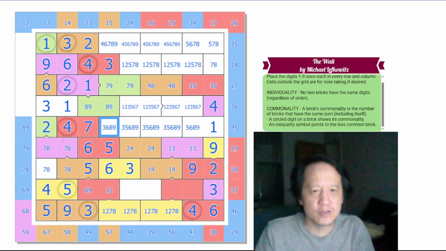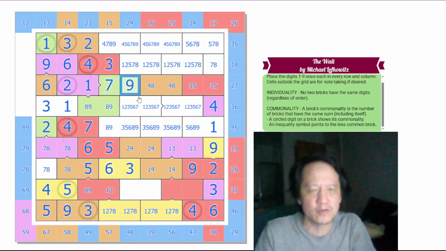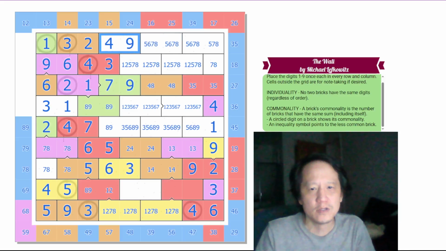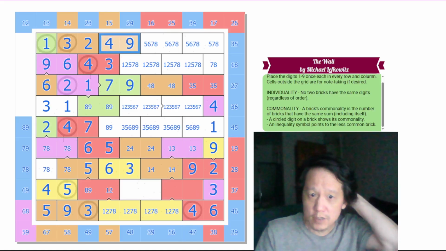This can't be 6 or 3. We have an 8, 9 pair in column 4, which eliminates 8 and 9 in the rest of the column. This can't be 8 or 9. This is 7, which makes that 9. This can't be 8, 7, or 9, so it's 4, which makes this 4 or 9. So this can't be 4 or 9 here. This is the 4 or 9 pair, which is commonality 3, I believe. Yeah, 13.